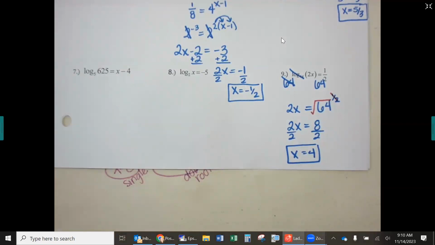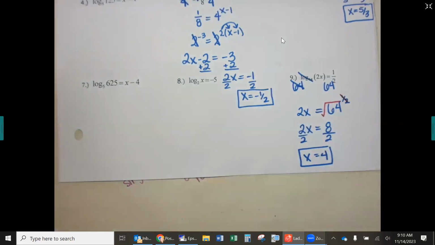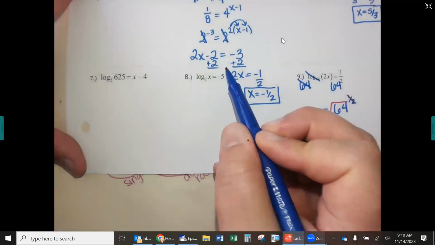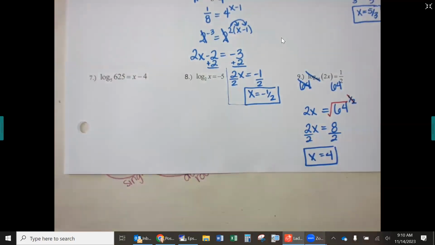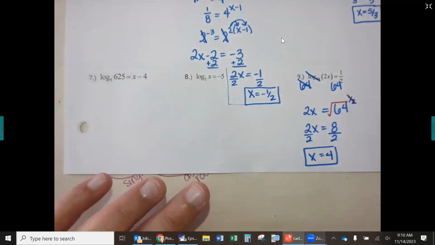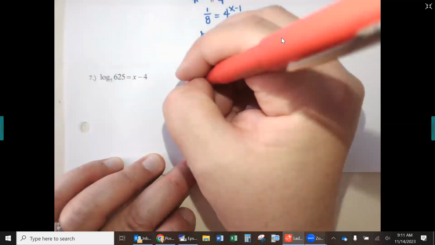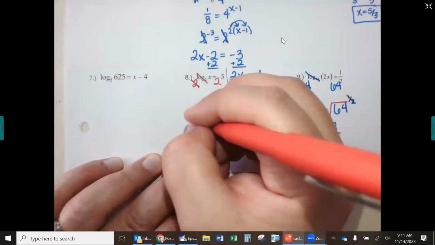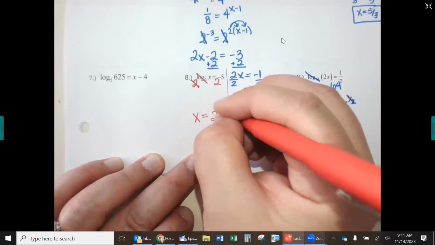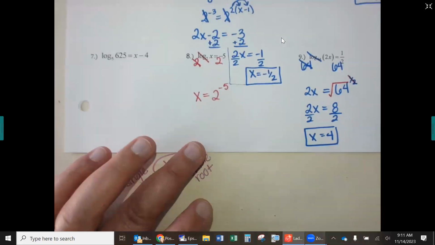Maybe last one we'll do off the front's number 8. How do I get rid of a log little 2 on number 8? Okay, put a big 2 on both sides. Because I kind of wrote too big, I'm gonna section off this question, and I'm gonna write in a different color. So we're gonna put a big 2 on both sides. So I have big 2 and log little 2 crossed out. X equals 2 to the -5.